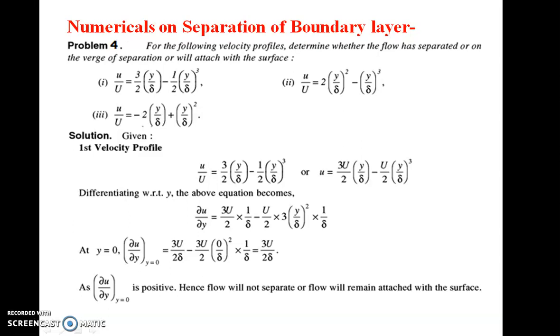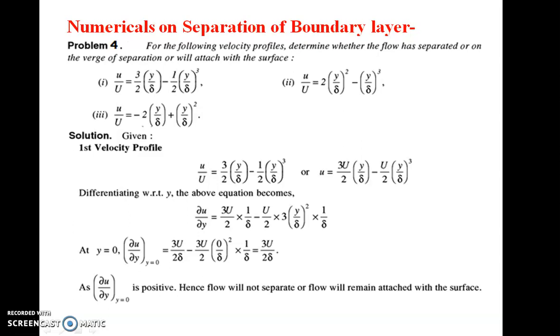If you take the partial derivative of u with respect to y and solve it, taking the differentiation with respect to y, you will get dU/dy equal to 3U/2δ minus 3U/2 into y/δ squared. And if you put y equal to 0, that is dU/dy at y equal to 0, you will get the answer 3U/2δ, which is coming positive.